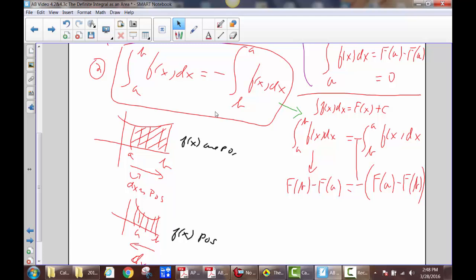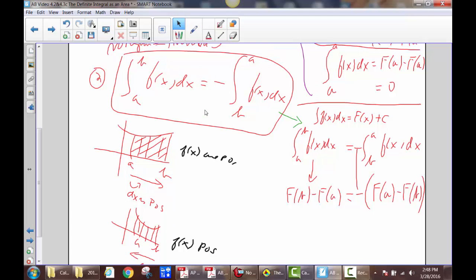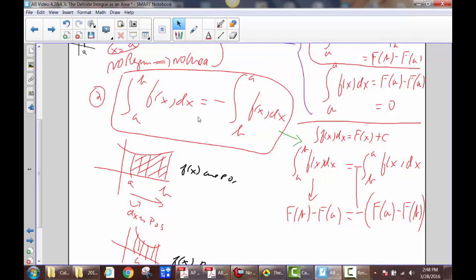And that's another reason why what happens here is if you are going from B to A, let's pretend f of x is above the x-axis. If you're going from B to A, then your dx's will all be negative, and your f of x's will still be positive because you're still above the x-axis. But this expression will be negative what you expect it to be as far as area. Multiplying it by a -1 is going to force it to become positive.